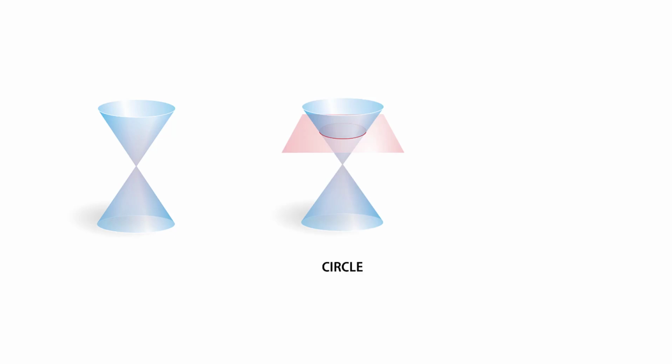Geometrically, we think of a circle as the slice of the cone that results by cutting through the cone with a horizontal plane, resulting in the familiar circle.